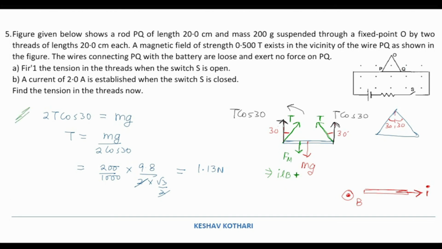So we just have to make necessary changes with this expression. The necessary change which we are making is we are writing 2T cos 30 is balancing mg plus ILB. So this time the expression is changed to 2T cos 30 is balancing the weight, that is mg, and along with this it is also balancing ILB. So in the problem the values are given to us, so we put 2T cos 30, that is root 3 by 2, is equal to mg. The mass is 200 by 1000 into 9.8.